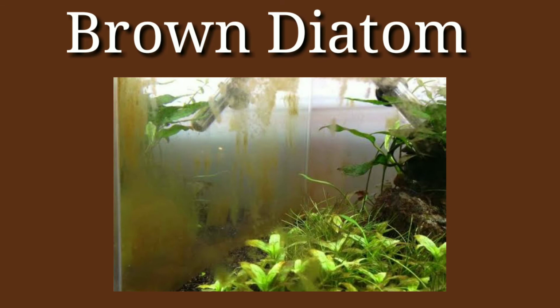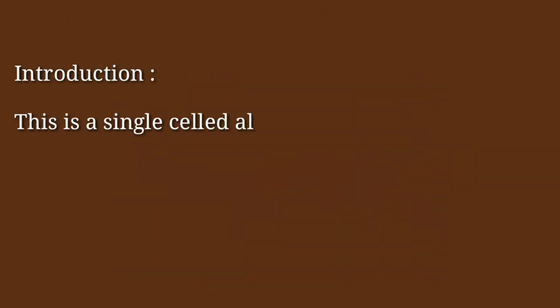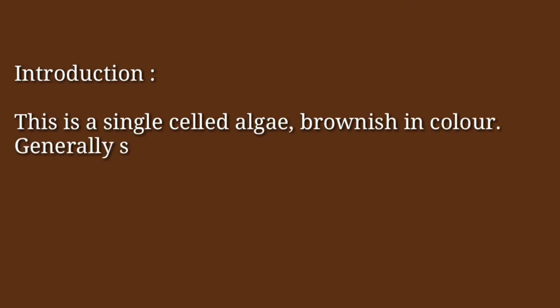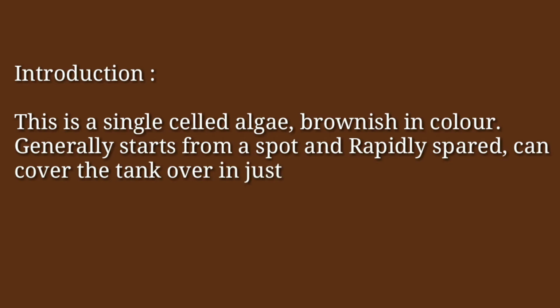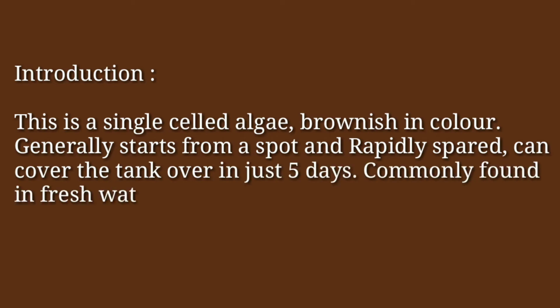Brown diatom. Introduction: this is a single-celled algae, brownish in color. It generally starts from a spot and rapidly spreads, and can cover the tank in just 5 days. Commonly found in freshwater tanks.